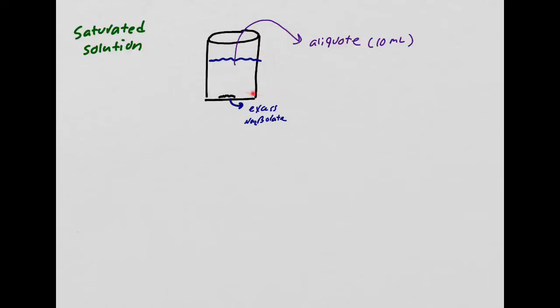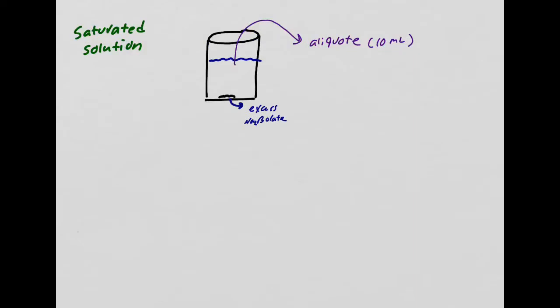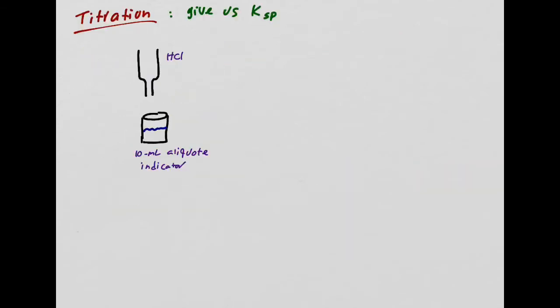Now, the whole point of this is that we wanted to figure out how much borate actually dissolved. So we want to figure out how much borate was dissolving in this solution. So don't forget the big picture. When I do a titration, I'm going to have an aliquot, the 10 ml sample of my saturated solution, and I'm going to titrate it. What am I trying to figure out? I'm going to try to figure out the concentration of borate.